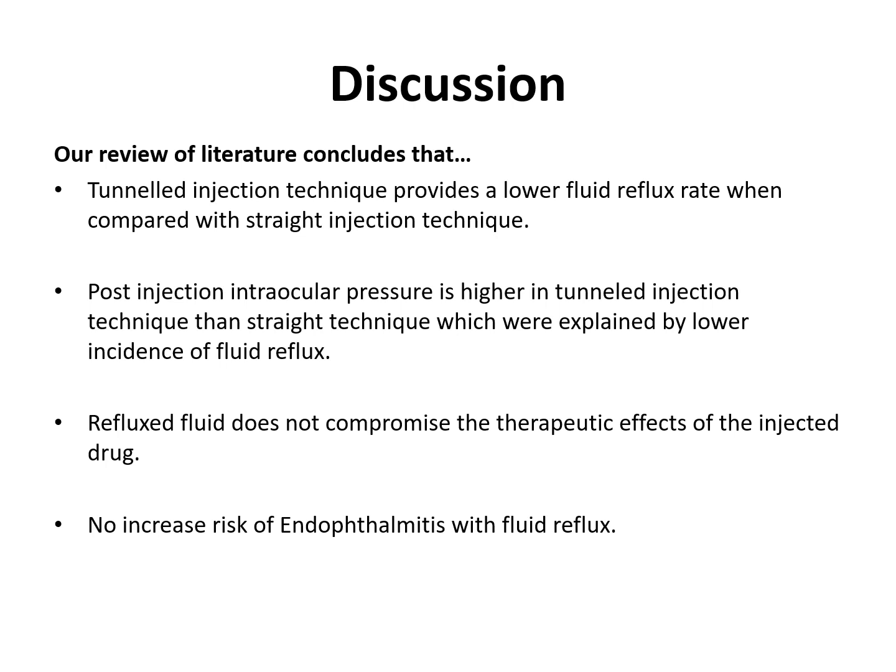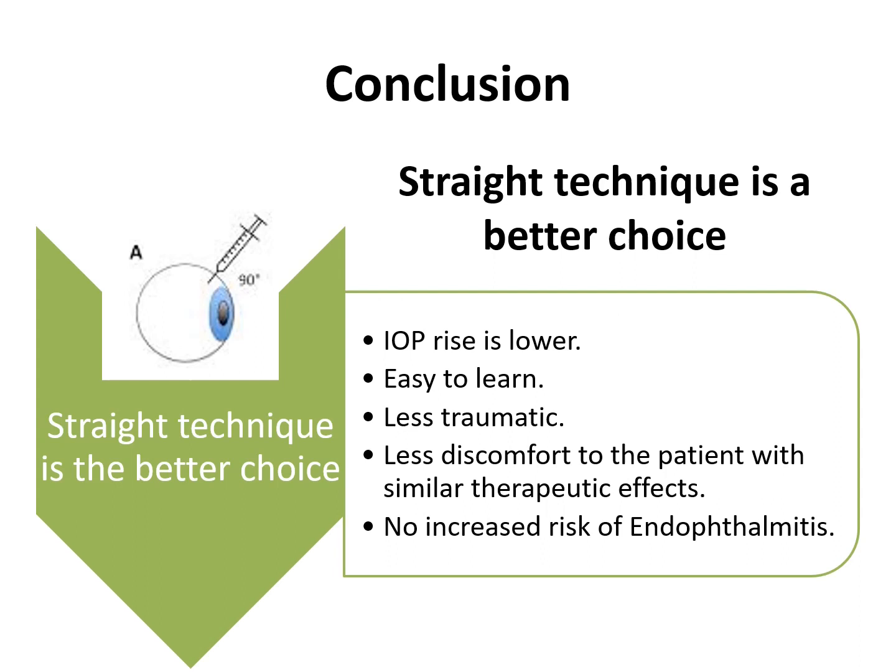So in conclusion, I can safely say that the straight technique is a better choice because the IOP rise is lower, although we can have a bleb forming, but still the IOP rise is lower, which is a good part of having a bleb. It is easy to learn, less traumatic and less discomfort to the patient because the IOP rise is less, and there is no compromise in the therapeutic effect. At the same time, there is no increased risk of endophthalmitis.